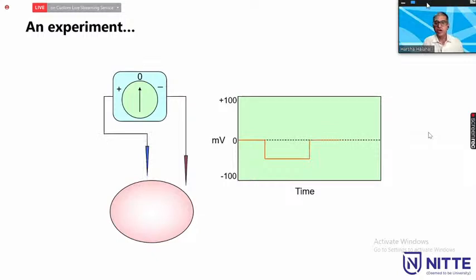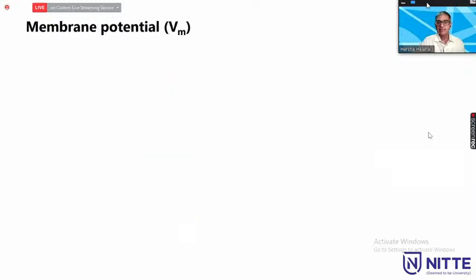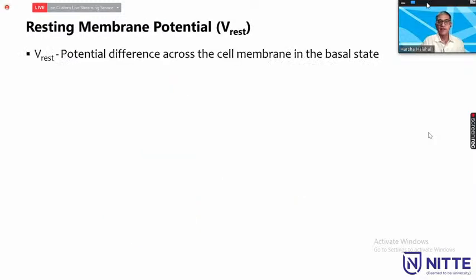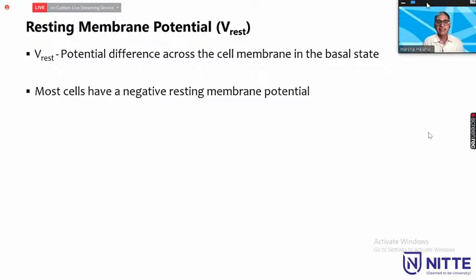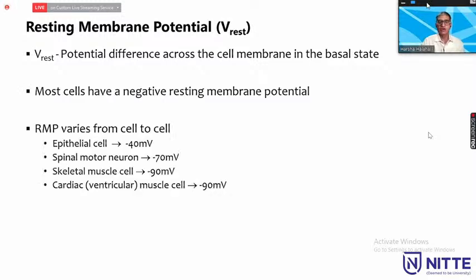If that electrode is withdrawn, there is no potential difference between the two electrodes, recording and reference, and therefore a zero potential is recorded. So the bottom line is that the interior of the membrane is negative with respect to the exterior of the membrane in most cells, in almost all mammalian cells, and this we call the resting membrane potential: the difference between interior minus exterior.